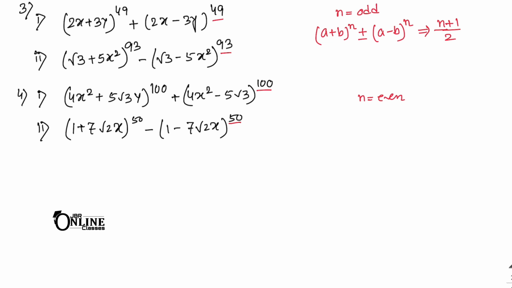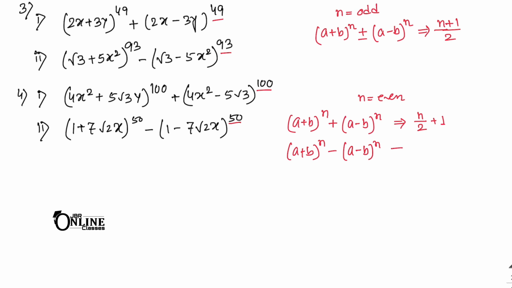But when n is an even number, for the positive one, that means (a plus b) to the power n plus (a minus b) to the power n, the number of terms will be n by 2 plus 1. And for the negative, that means (a plus b) to the power n minus (a minus b) to the power n, the number of terms will be only n by 2. Remember that one.